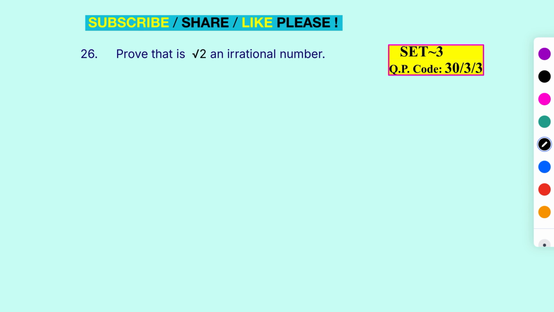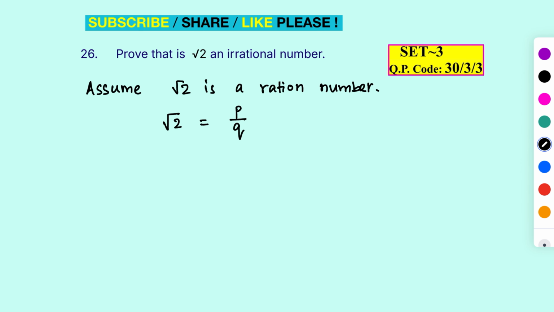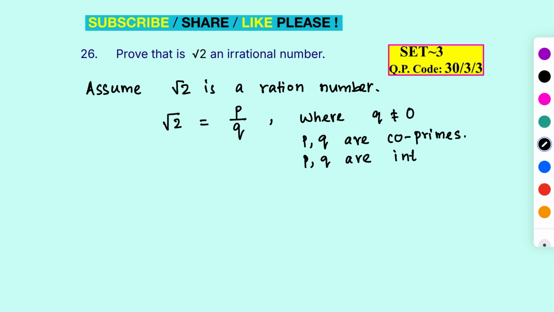Always first assume root 2 is a rational number. If root 2 is a rational number, we can write it as p by q, where q is not equal to 0, and p and q are co-primes. And they are integers. P and q are co-primes and p and q are integers.